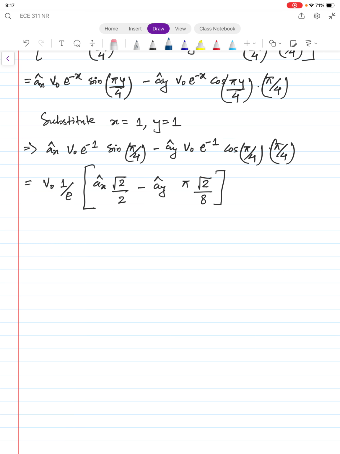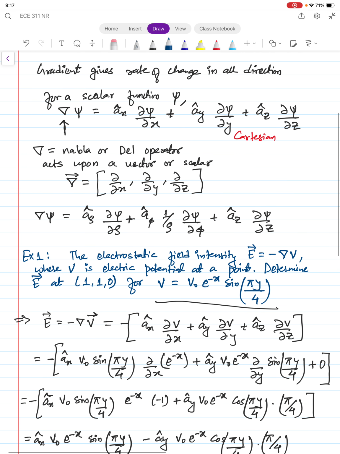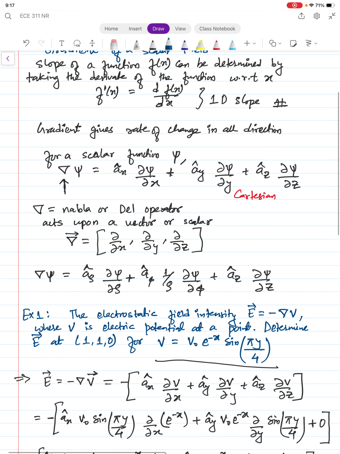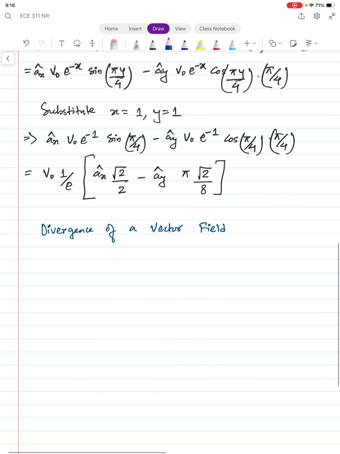Okay, let's move to the next topic, which is divergence of a vector field. Notice that when we talked about gradient, we talked about gradient acting upon a scalar function psi. However, when you talk about divergence, the nabla operator has to act upon a vector.